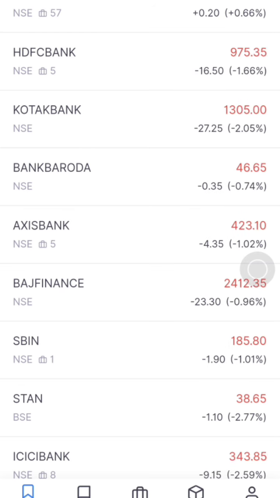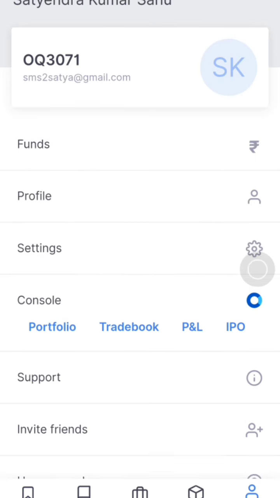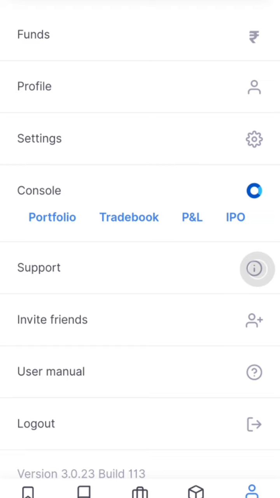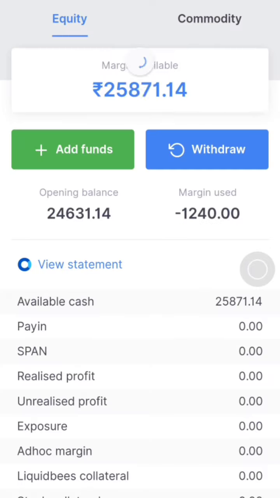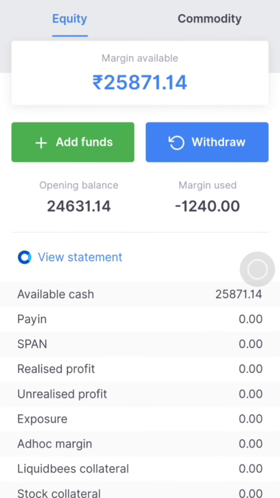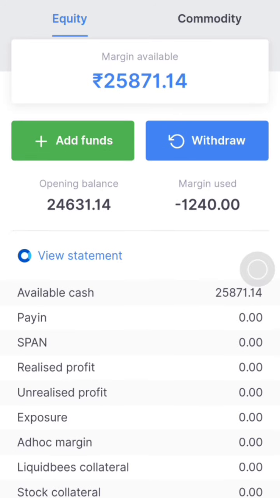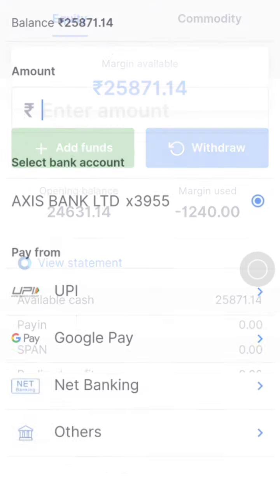Here you can see the profile panel. Click on the profile panel, then you can see something called funds. Let's click on funds. Once you click on funds, you can see equity as well as commodity. Now we are doing trading in equity, so we need to add funds in the equity sector. Here you can see add funds, and you can see withdraw funds. Now we are adding funds. You can see I already have some money added over there, but I want to show you, so let's add funds also. Click on add funds.